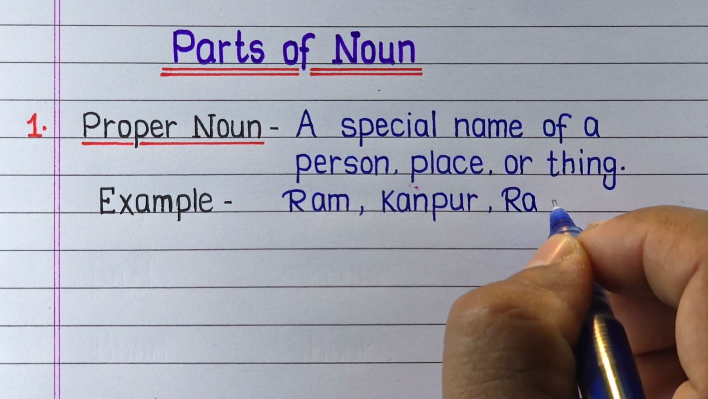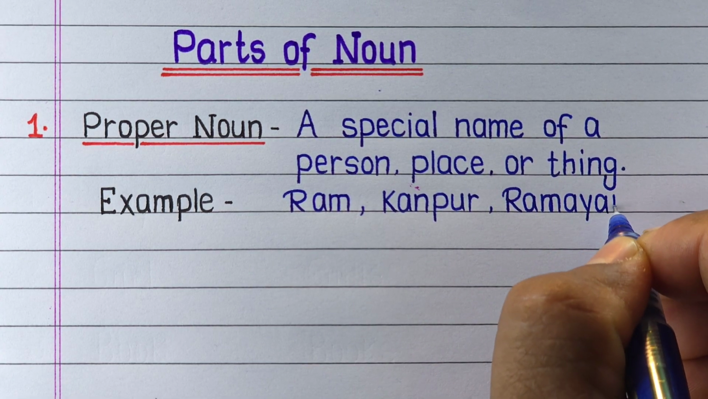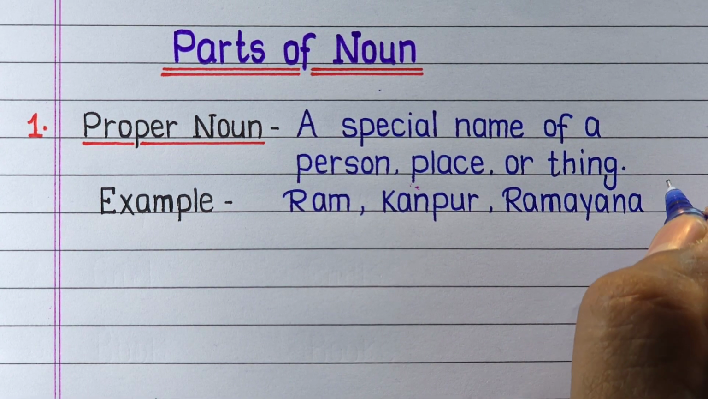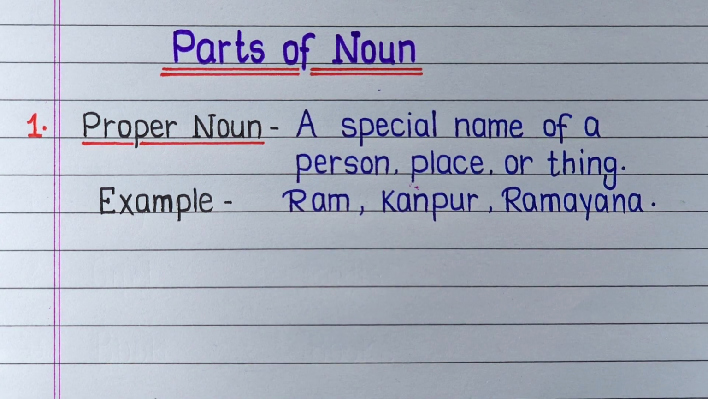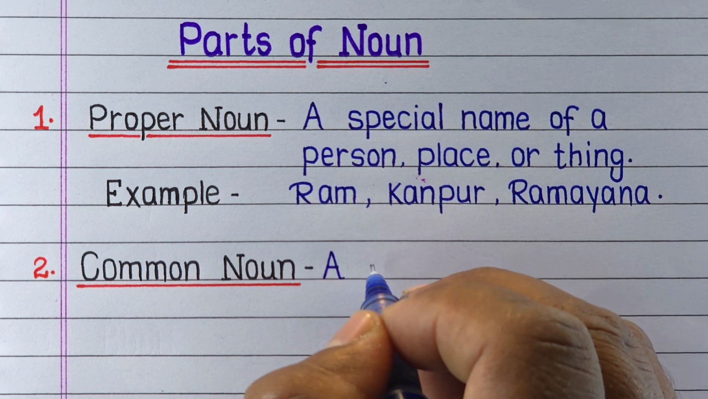Number 1. Proper noun. A special name of a person, place or thing. Example: Ram, Kanpur, Ramayan.